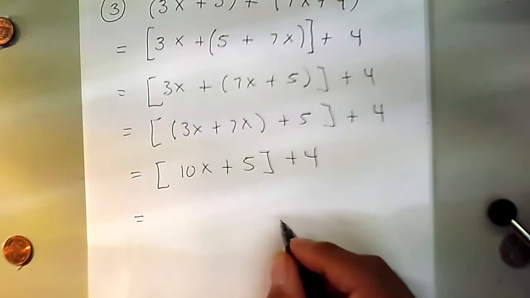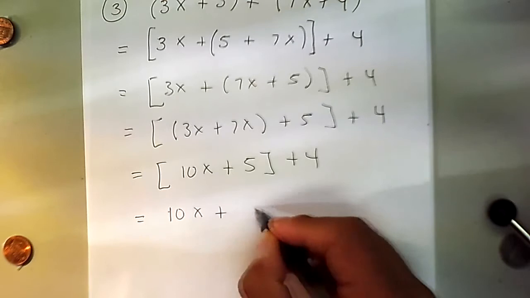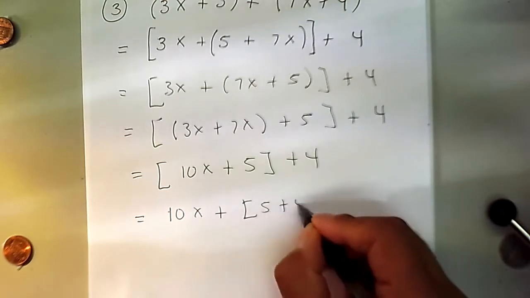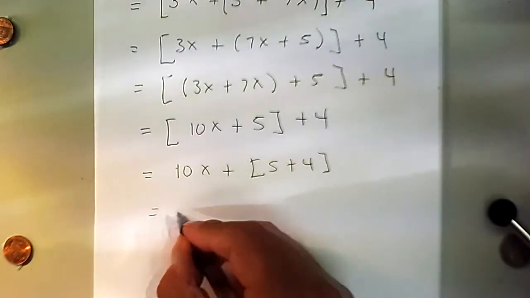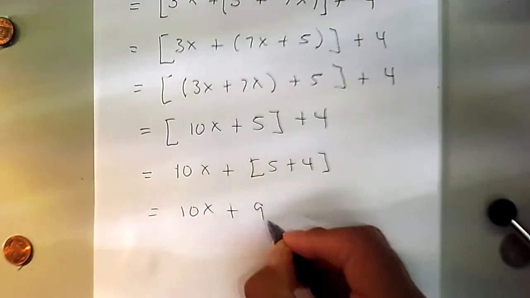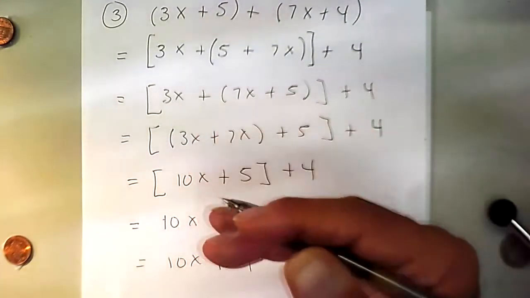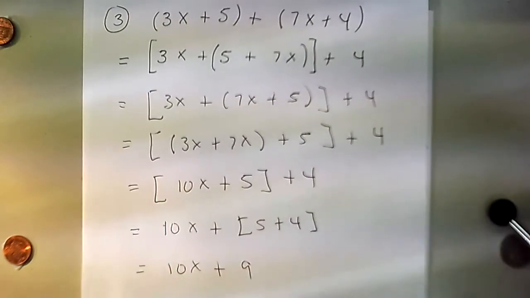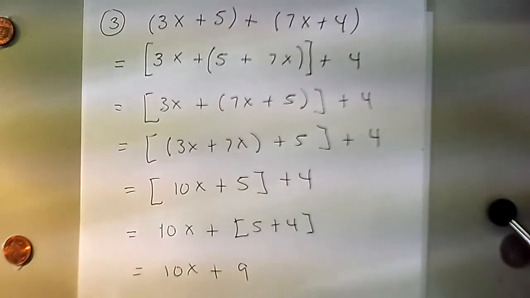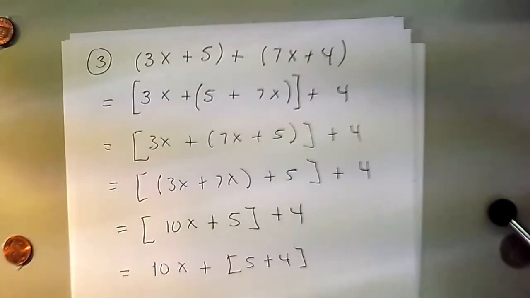So we're using the associative property of addition to write 10x plus 5 plus 4, and that's going to give us 10x plus 9. So if we were to use all the properties one by one without jumping properties, doing 2 or 3 or 4 properties at once, we have to go through pretty much all of this.